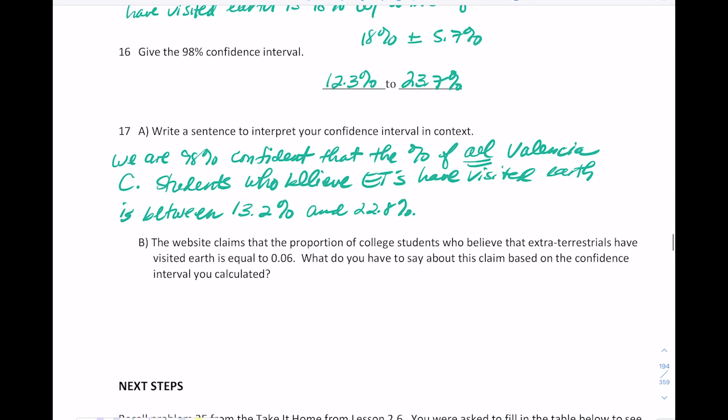So now the website claims the proportion of college students who believe that ETs have visited Earth is equal to 0.06, 6%. What do you think about this claim based on the confidence interval? So if you look at your confidence interval, 6% is not in between 13.2 and 22.8. In fact, it's kind of far from 13.2. So I would say that that's not very likely. And there's a lot of things that could have contributed. There could be an error in the data, or maybe they didn't take a good sample. Maybe it wasn't random. So it's not likely because 0.06 is not in our interval.